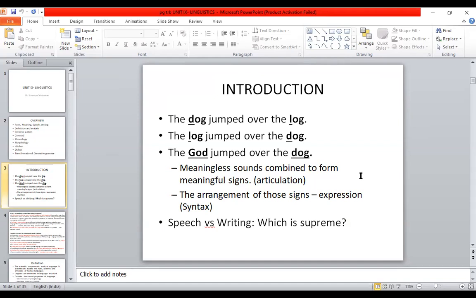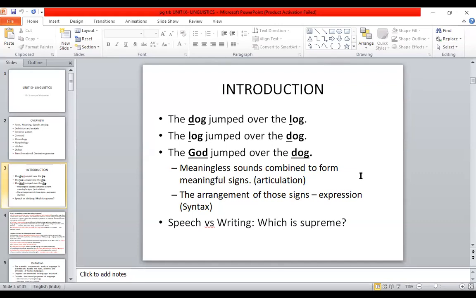So that will give me a different meaning, because I know just by merely substituting D-O-G with D-I-G, the meaning completely changes. Right? So I know that because dig has a different meaning, dog has a different meaning, log has a different meaning, bog has a different meaning. So just merely changing one particular letter, I can mean different things. So these are meaningless sounds which are combined to form meaningful signs. And when I arrange these meaningful signs, then it's called syntax.